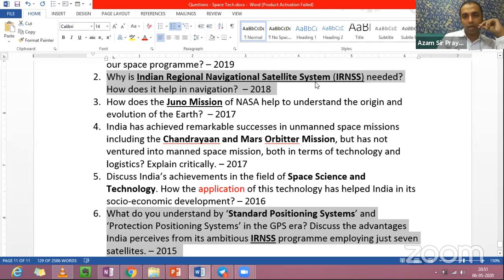So this one is also on IRNSS, 2015 again IRNSS. So we can consider a repetition of the question. It is less likely that a UPSC question gets repeated, but we can consider a small chance of a previous question getting repeated.